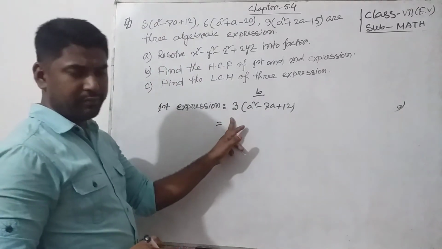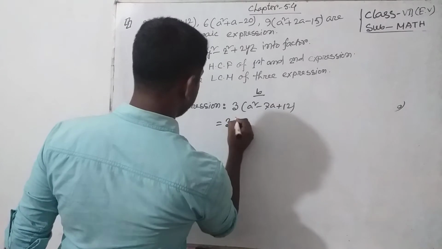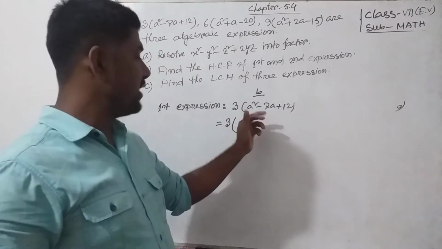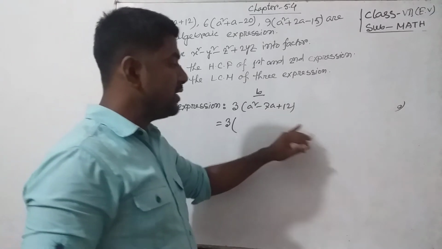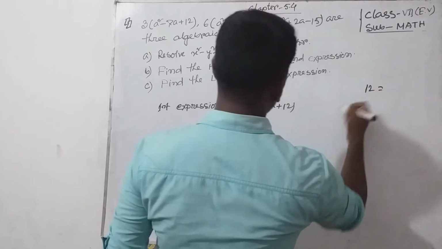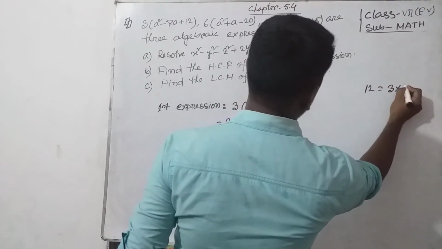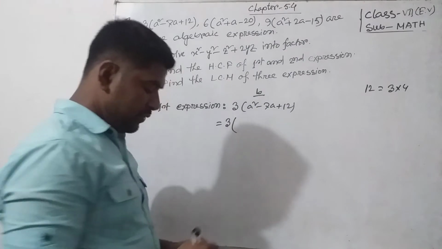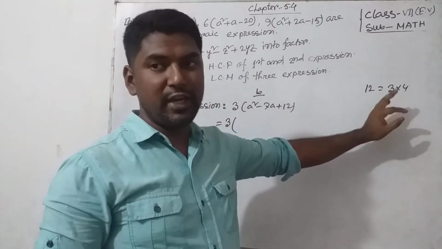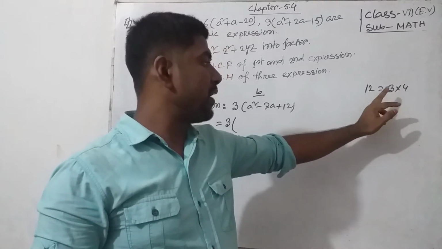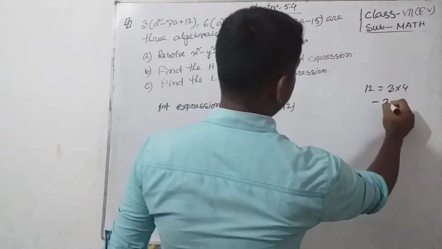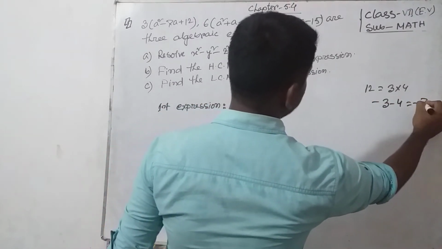3 will be fixed. Then it is a middle term factor. A square minus 7a plus 12 is a middle term factor. The constant number is 12, so we can write it 3 times 4 is 12. Take minus 3 and minus 4, then it will be minus 7. When we multiply minus 3 into minus 4, then it will be 12. So we can write minus 3 minus 4, then it will be minus 7.